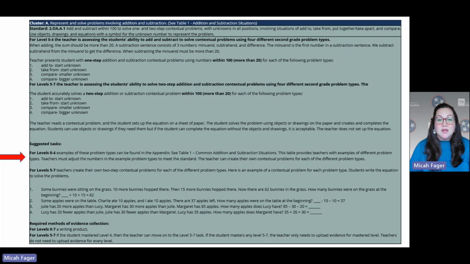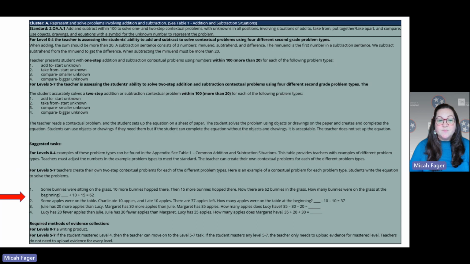The teacher can create their own contextual problems for each of the different problem types. For levels 5 through 7, the teacher will create their own two-step contextual problems for each of the problem types. Here is an example of the contextual problems for each problem type. The students will write the equation to solve the problems.